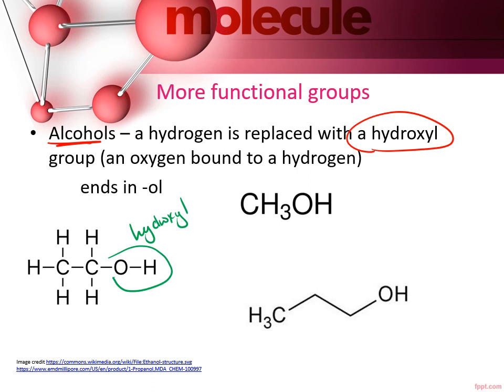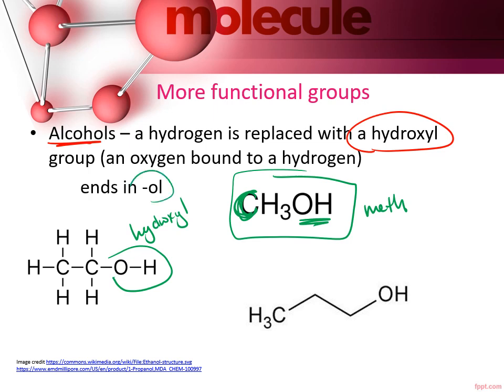And I'm going to use my same roots. So this compound right here has 1 carbon. My root for 1 carbon is meth. I have an OH group, which makes it an alcohol. We're going to end the name in -ol. So I'm going to call it methanol. This is methanol.